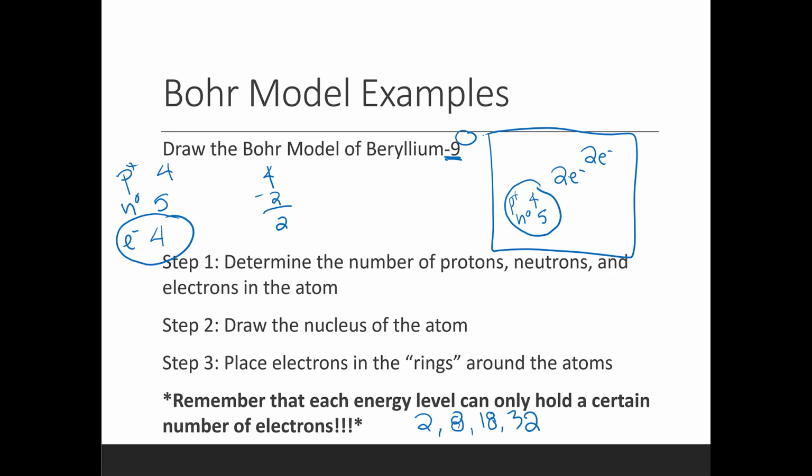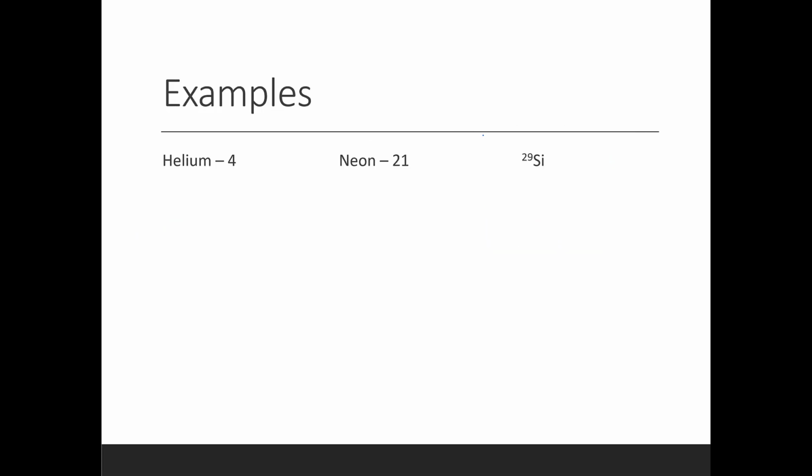Let's do another example. Helium-4. So helium, remember, first thing that we need to do is determine the number of protons, neutrons, and electrons. Helium has 2 protons, has 2 neutrons, 4 minus 2 is 2, and because it's neutral, we also have 2 electrons.